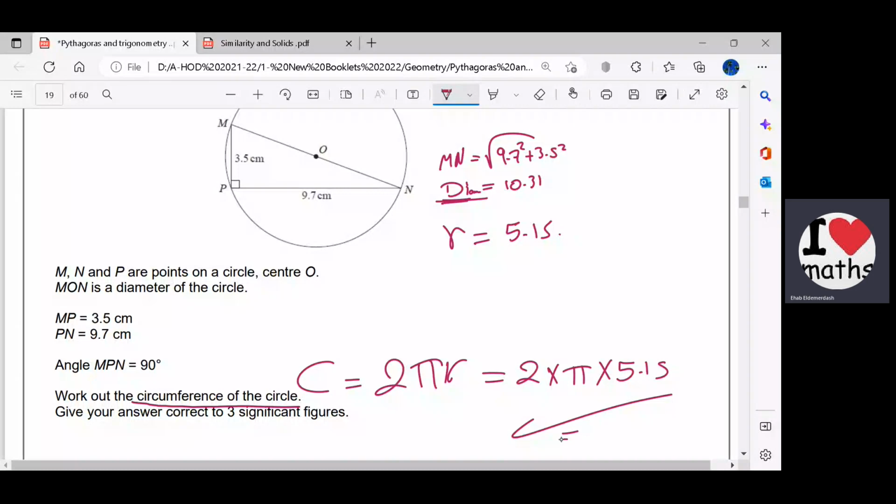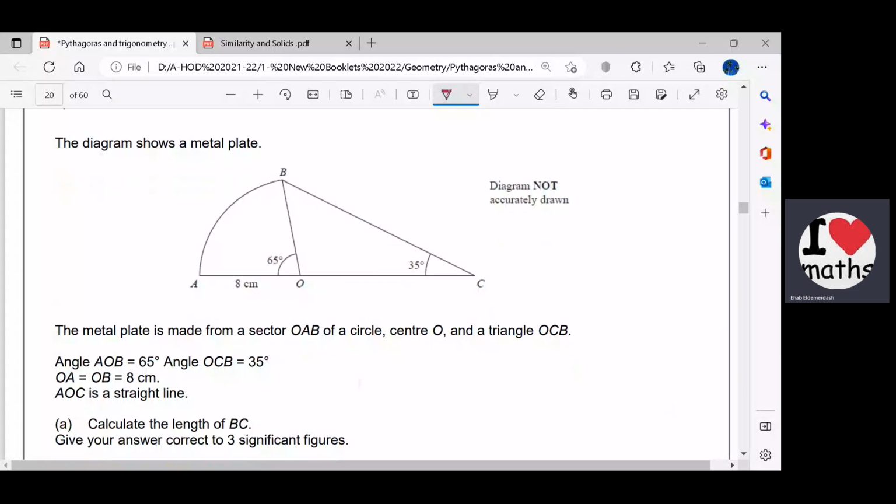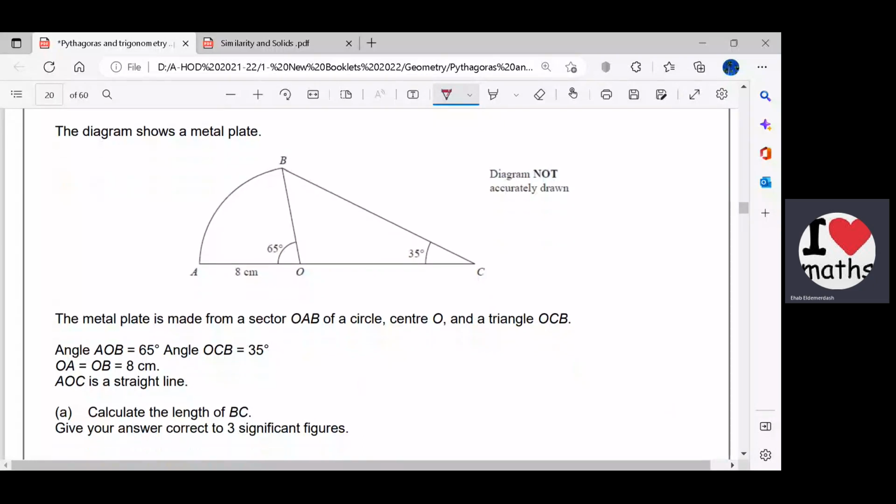Let's see the following. The diagram shows a metal plate. The metal plate is made from a sector OAB with the center O, and the triangle OCB. Angle AOB is equal to 65. Angle OCB is equal to 35, and they give me the lengths OA and OB. They are both 8 centimeters, and AOC is a straight line. Calculate BC. You need to find the length of BC.